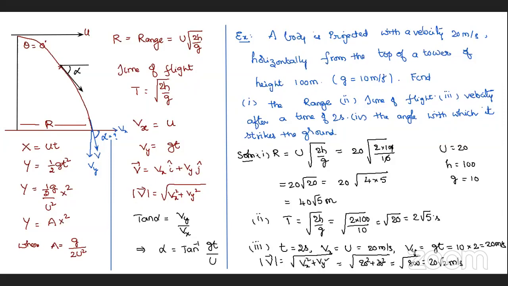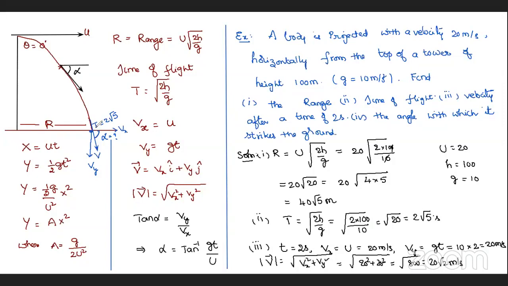Oh, acha. Is that the answer? Okay, right, good. 2 root 5. Right. You are right. Very good, Mr. Amok. So it strikes the ground in a time t equals 2 root 5.